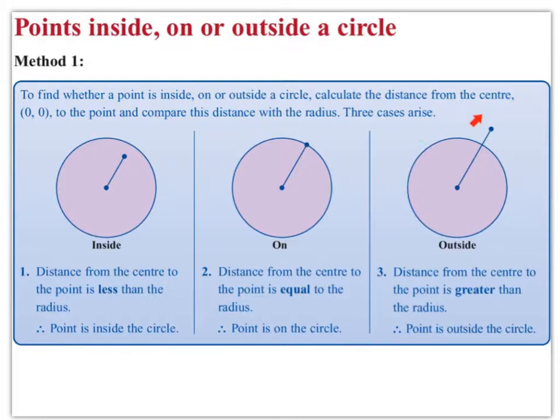And here we see a circle, and the point is outside. Distance from the centre to the point is greater than the radius. Therefore, the point is outside the circle. So here's the centre, here's the point, and this distance is greater than the radius. So the point must be outside.